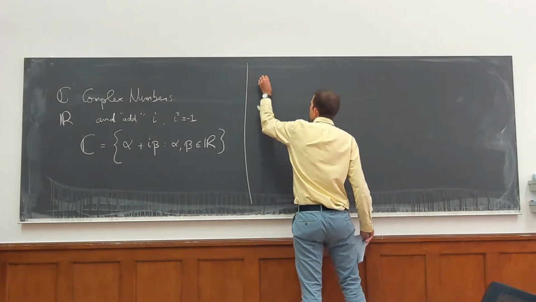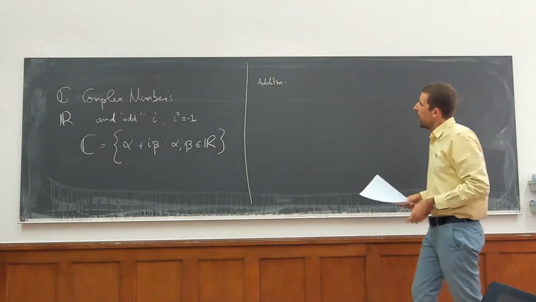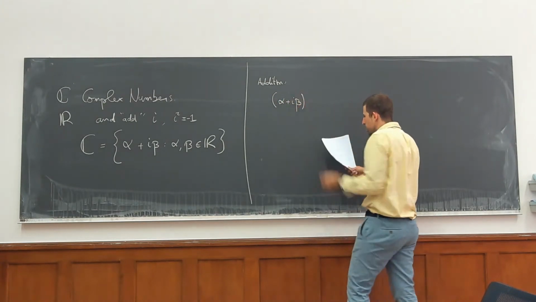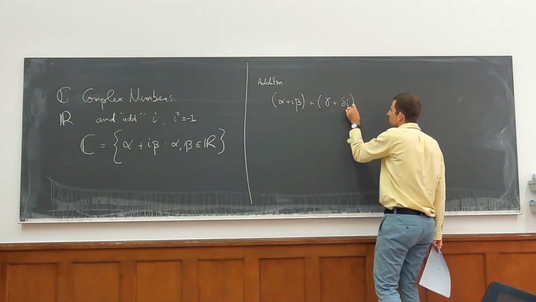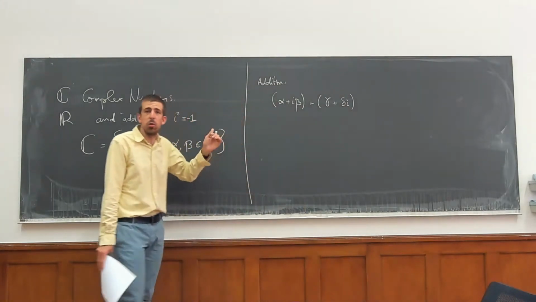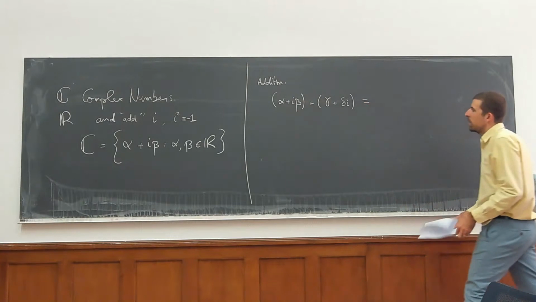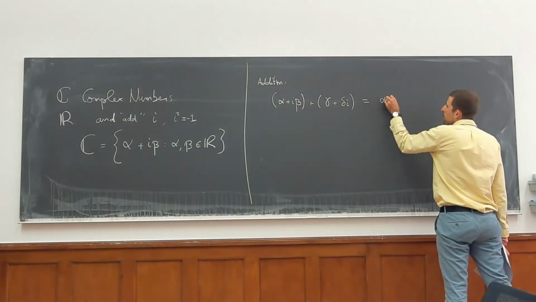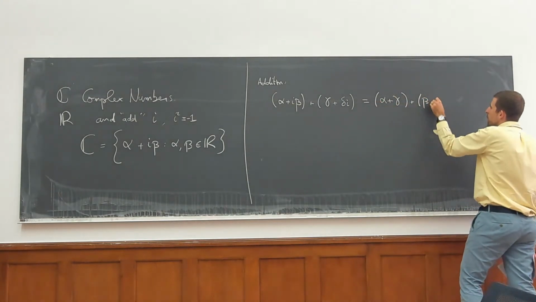So how do we add two complex numbers? Well, I have two complex numbers, alpha plus i beta and gamma plus i delta. Then I can think of them as elements in a vector space like R2, and I just add exactly like in R2. I just add the real parts and the imaginary parts. So we're starting really, really at the beginning.